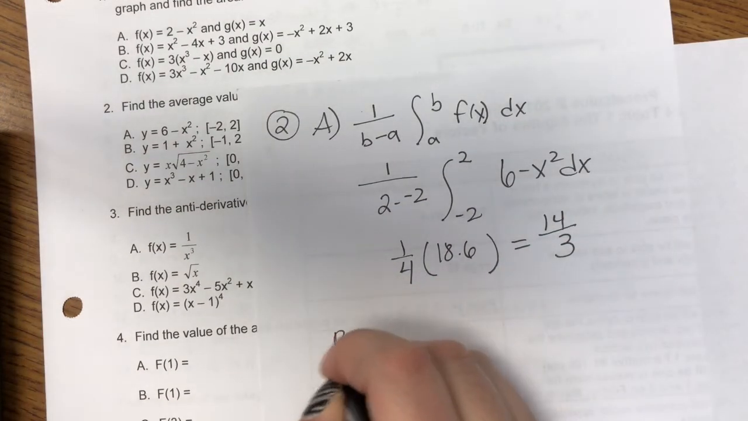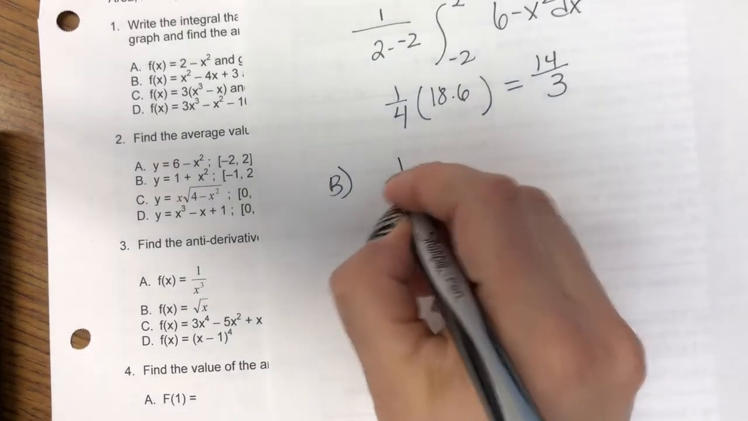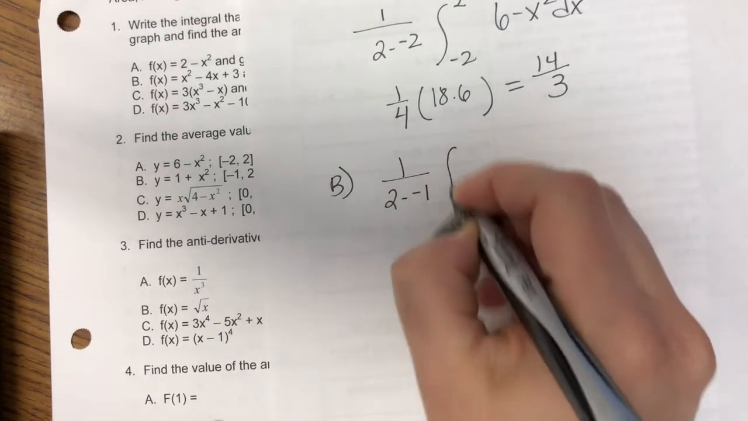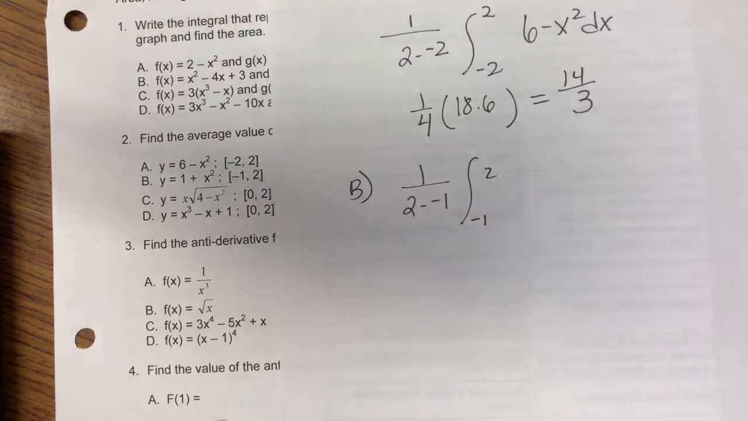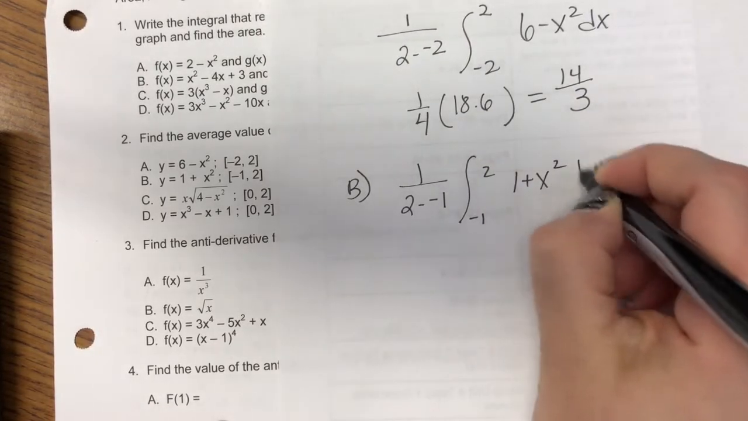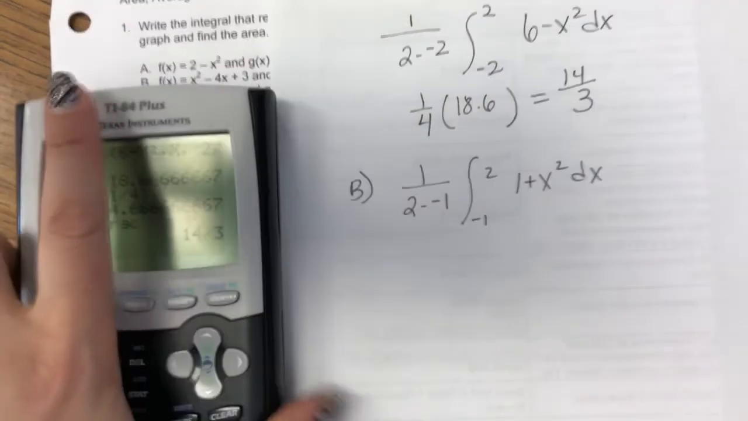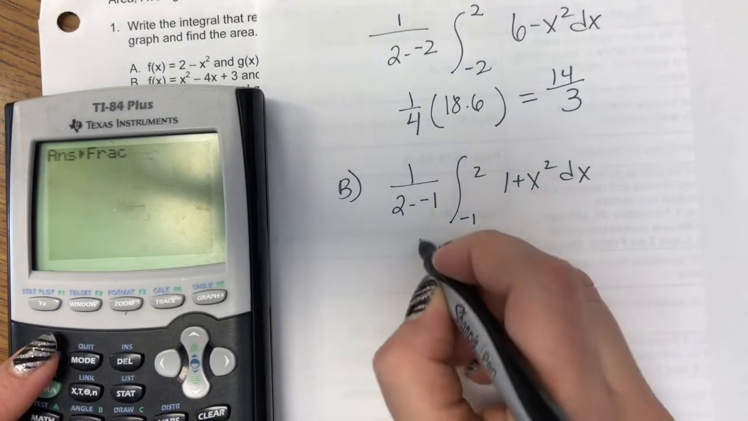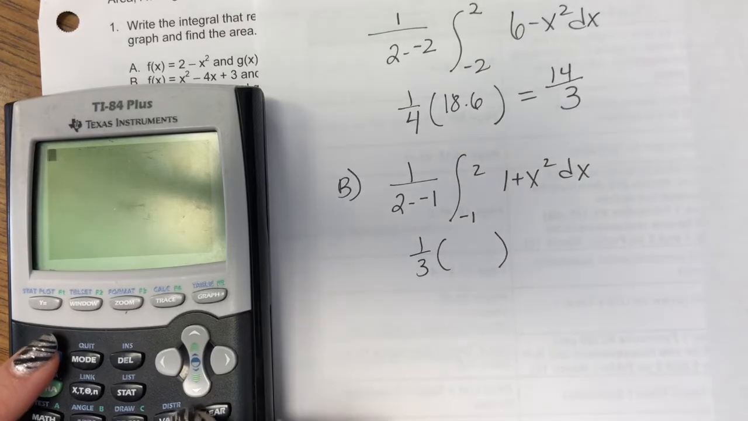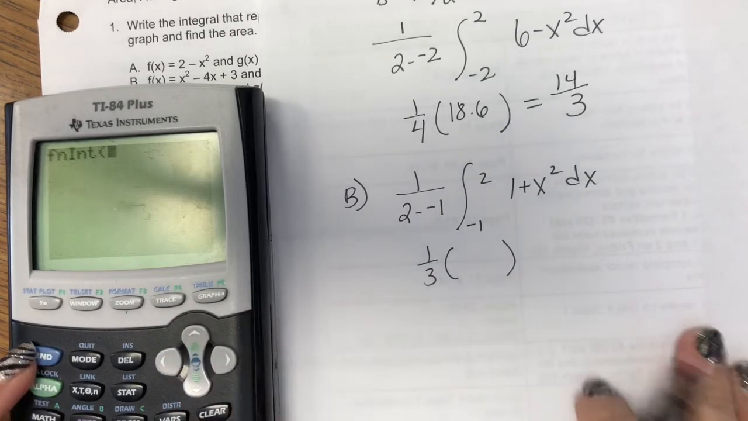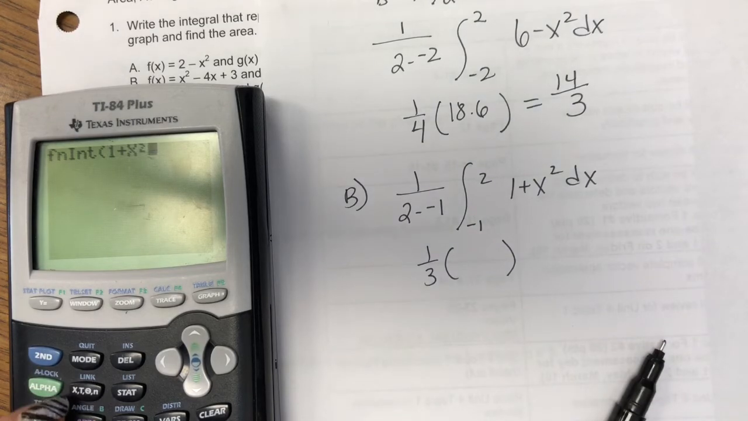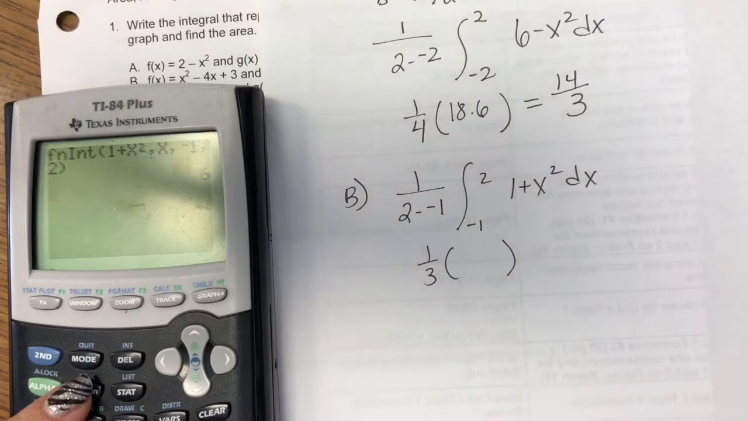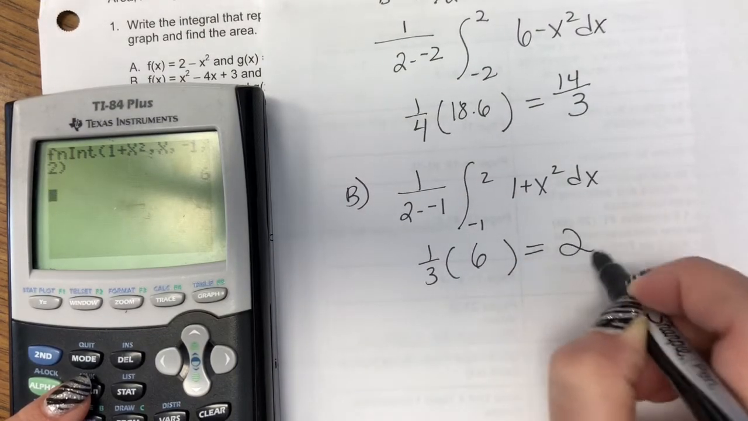Okay, B, and do it again. 1 over 2 minus -1 times the integral from -1 to 2. This is 1/3 times. I should just type it again. Math, fnInt, 1 plus x squared, comma x, comma -1, comma 2. 6. 1/3 of 6 is 2.